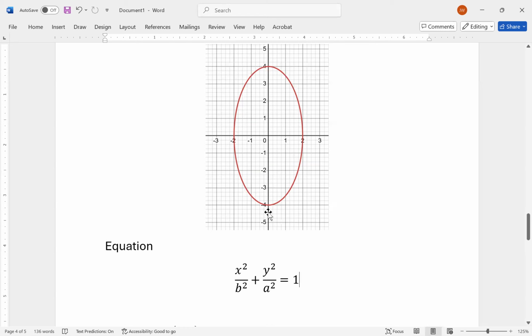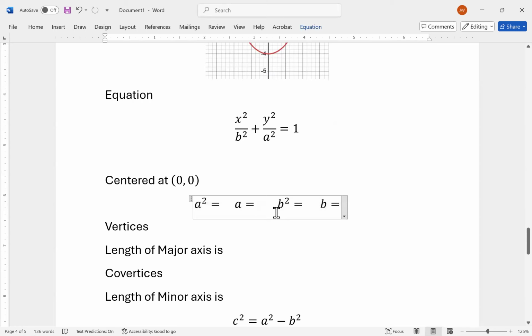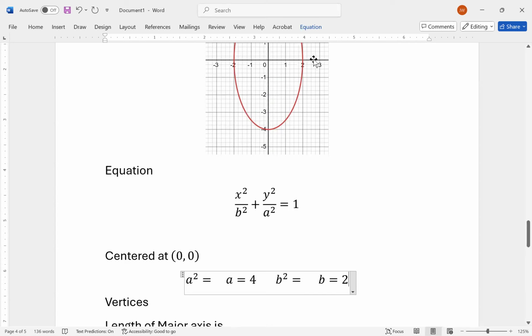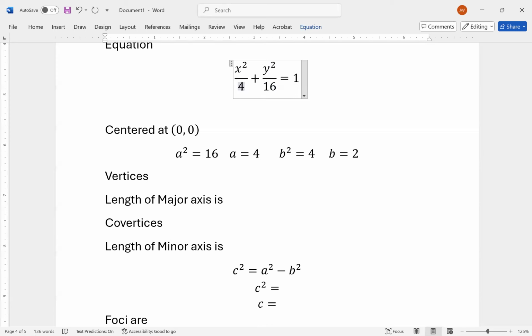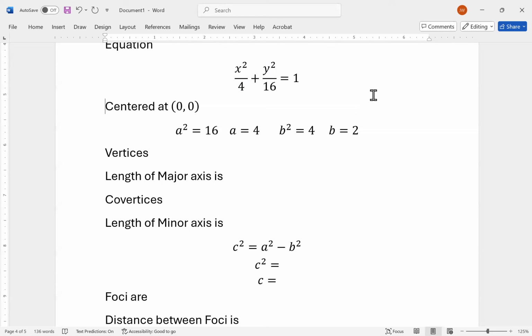We've stretched up and down 4 units, so the a is going to be 4. The b is going to be 2 because we stretched left and right 2 units. By the way, this means b squared is 4 and a squared is 16. I can put that into my equation. So my equation is x squared divided by 4 plus y squared divided by 16 is equal to 1. We know we're centered at the origin.